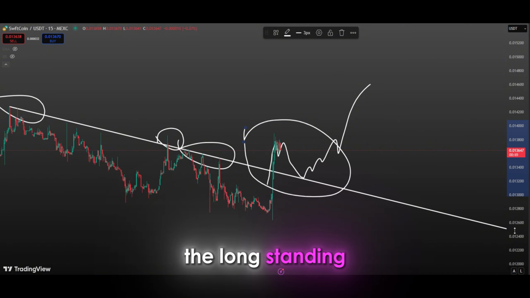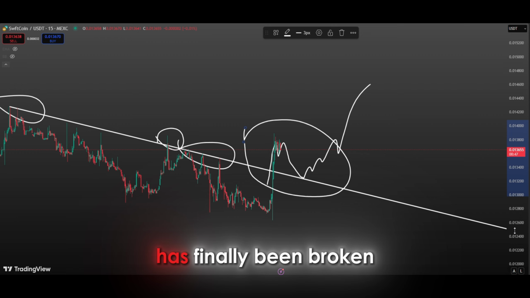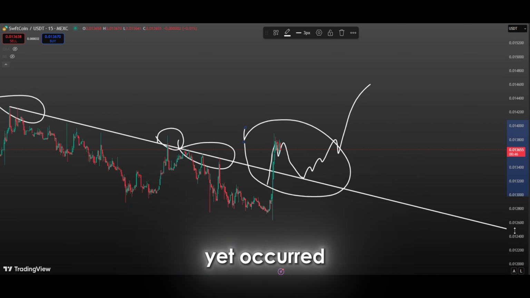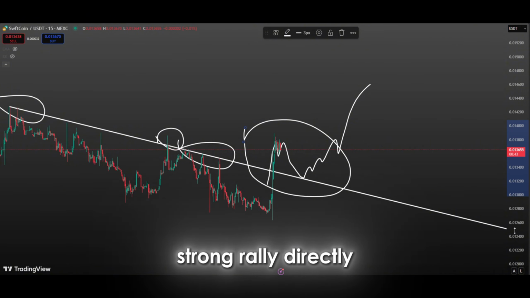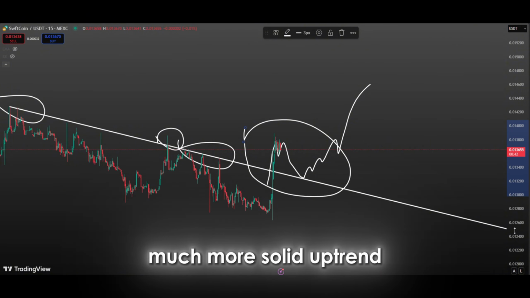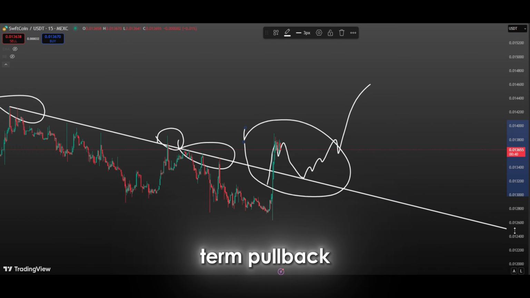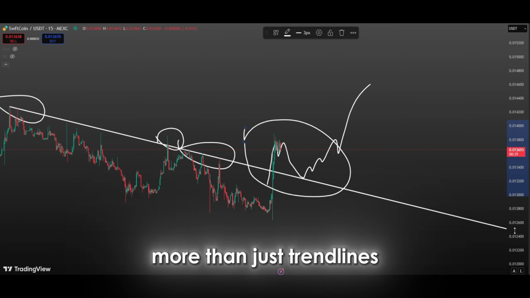In conclusion, the long-standing descending trend line that has kept the price down has finally been broken, and a classic retest has not yet occurred. This means that in the near future, the price will either enter a strong rally directly or initiate a much more solid uptrend following a short-term pullback. But we need to look at more than just trend lines.